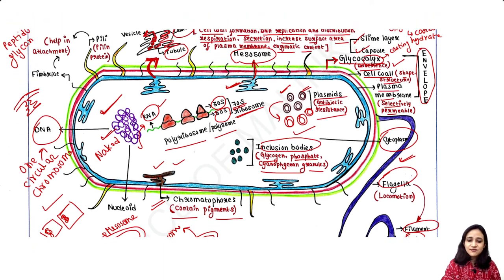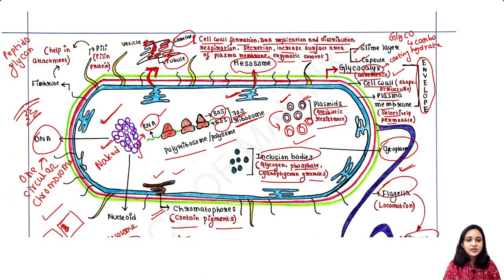Apart from flagella, some bacteria contain fimbriae and pili. Pili or fimbriae are actually thread-like structures like these. They are found on the surface of the bacteria. The pili are made up of pilin protein and they help the cell to attach to the host or to a surface.